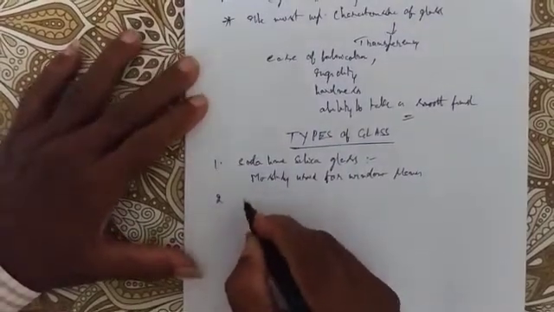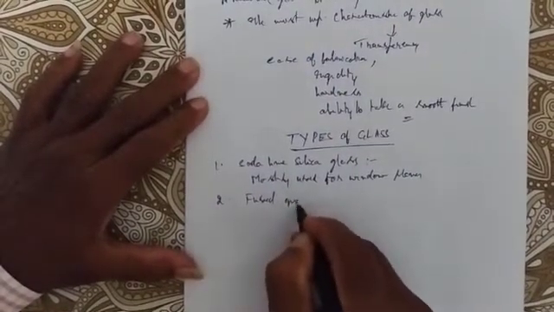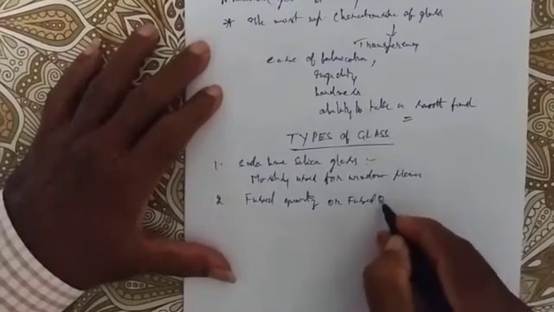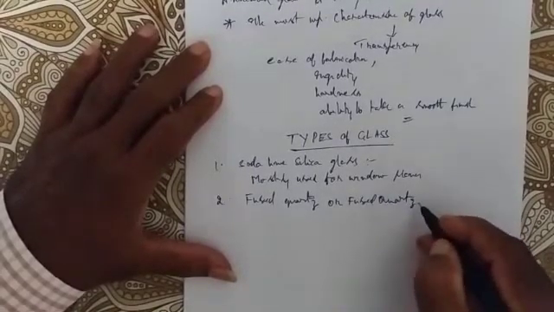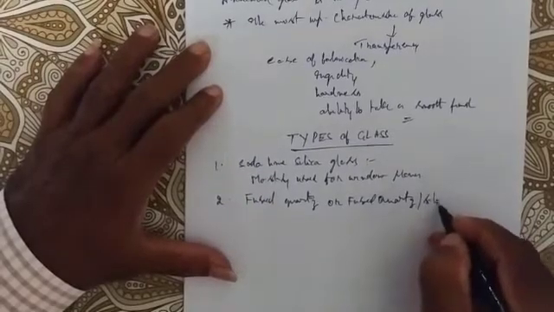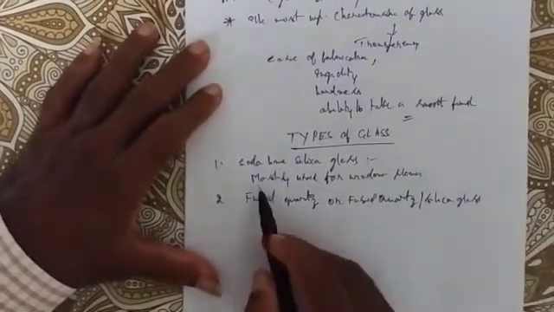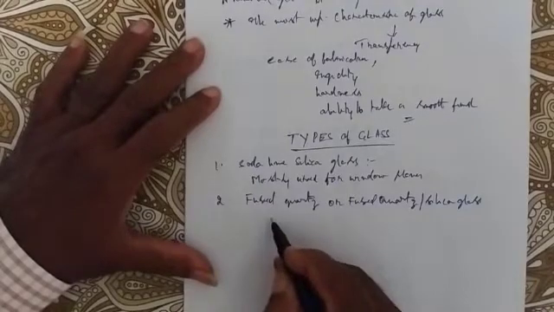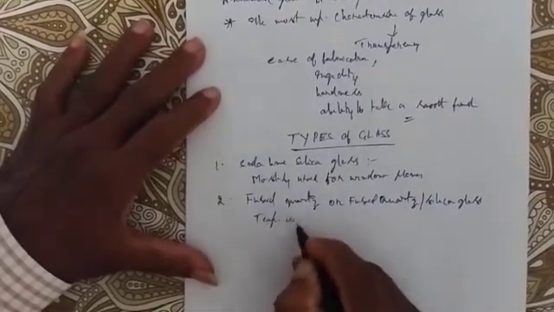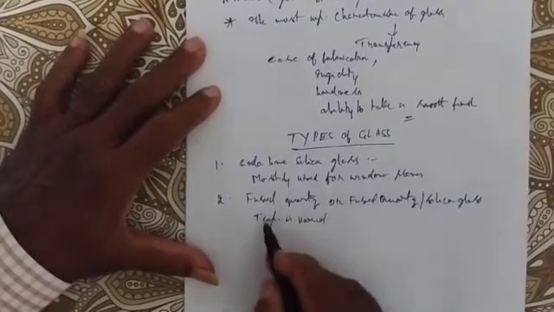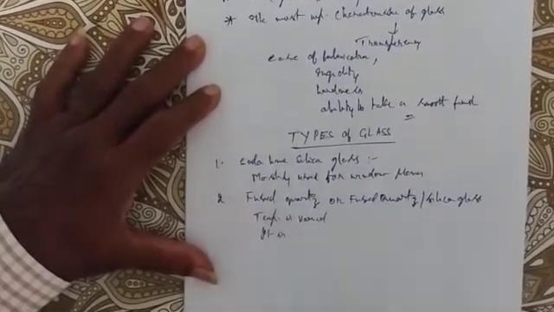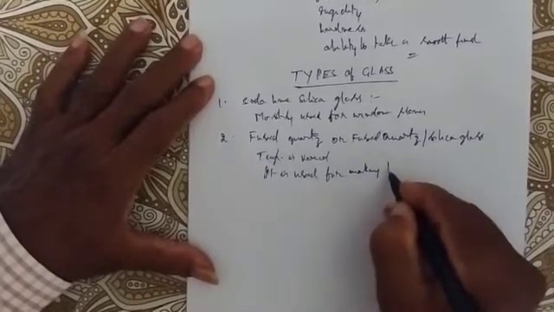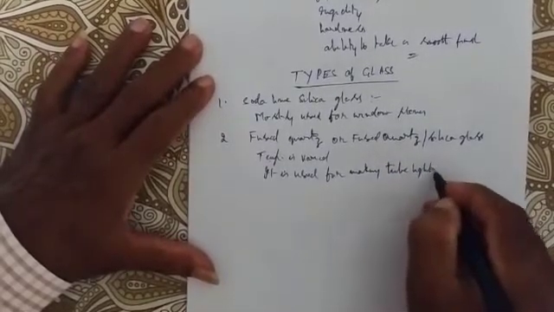The second type is fused quartz, or fused silica glass. This is also soda lime silica glass, but during the manufacture the temperature is varied to different extents. Therefore we get fused quartz, and it is used for making tube lights and furnaces.